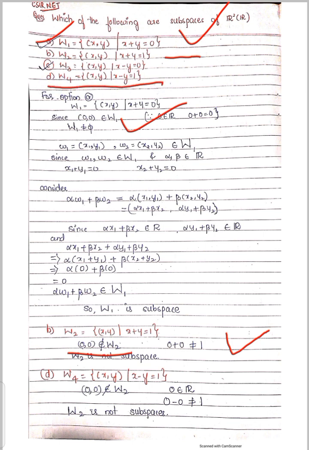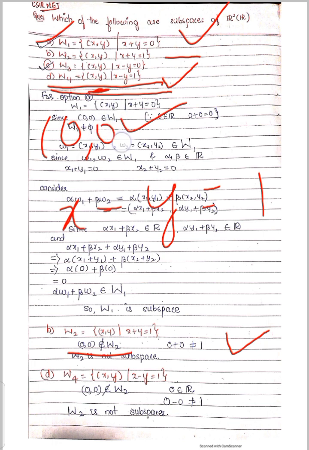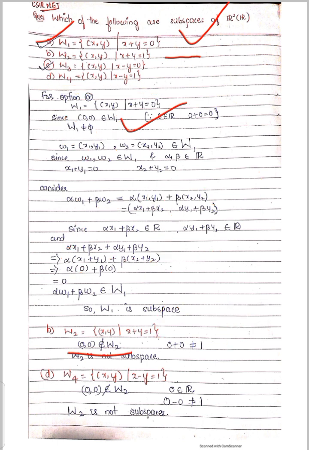Similarly, let's check whether W4 is a subspace or not. The condition for this W4 is x minus y. It is a collection of those ordered pairs which satisfy the condition that x minus y is equal to 1. Now substitute the identity element 0, 0, right? Substitute x equal to 0, substitute y equal to 0. 0 minus 0 is 0. 0 is not equal to 1. Again the condition fails for the ordered pair 0, 0.